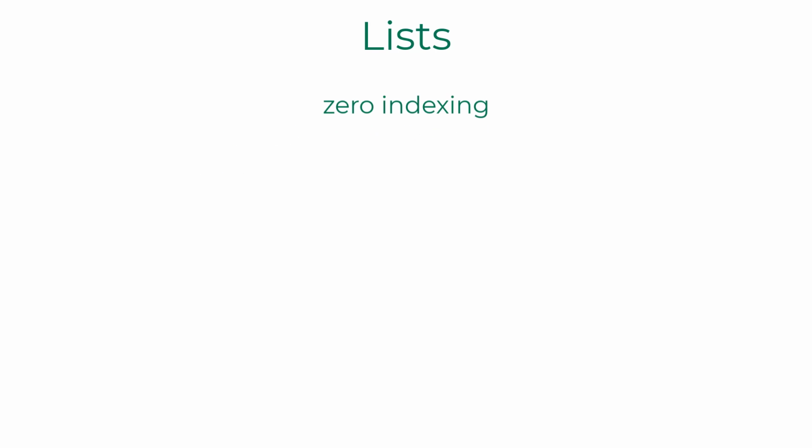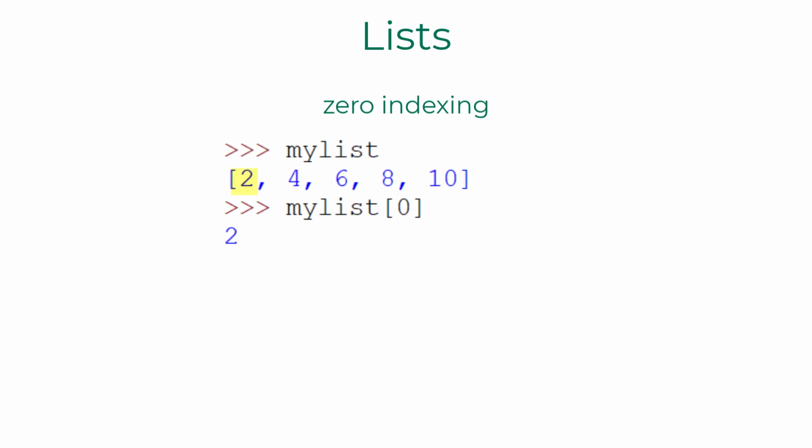In any case, lists store these elements sequentially. Python lists use zero indexing. The first element from this list can be accessed this way. You write the list variable name followed by square brackets that enclose the index of the element. If I would like to access the third element from the list, I would do it this way.